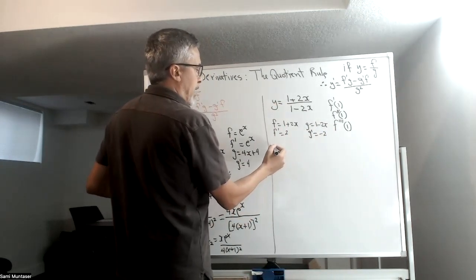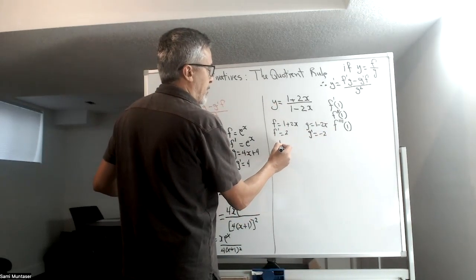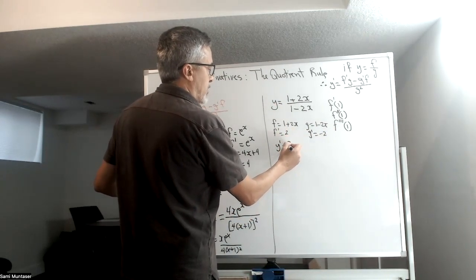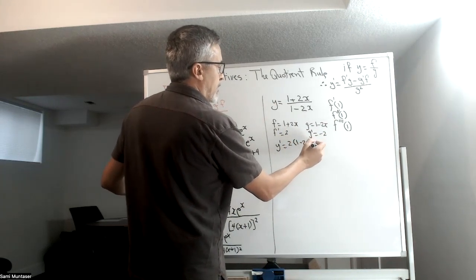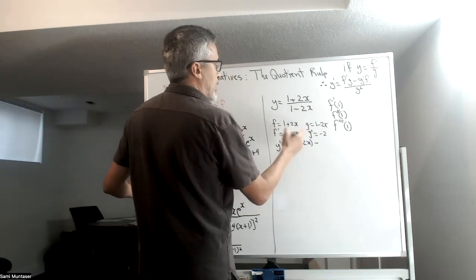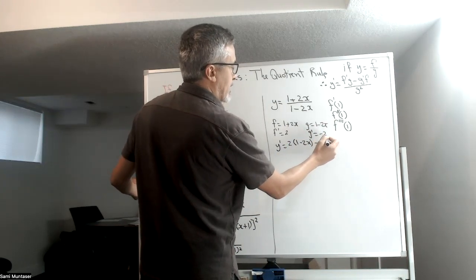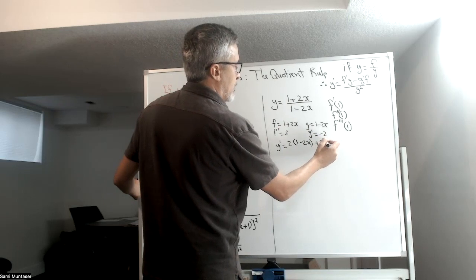Now we're just going to apply the rule. y prime equals f prime, which is 2, times g, which is 1 minus 2x, minus g prime, which is negative 2. So minus a negative 2, that's just going to become plus 2.